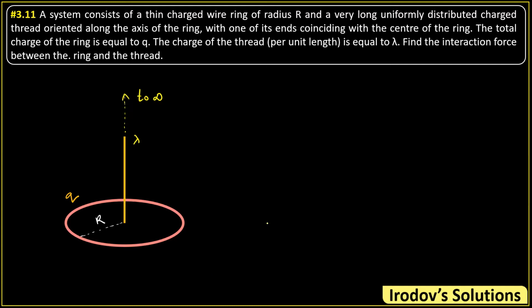So it's a very simple problem. We just have to recall one result. Suppose this is a semi-infinite linear wire with linear charge density lambda, and at a point P, which is opposite to the one end, at a distance r, the electric field has two components. One electric field component is along this direction, and it is k lambda by r, and this other component is also k lambda by r.